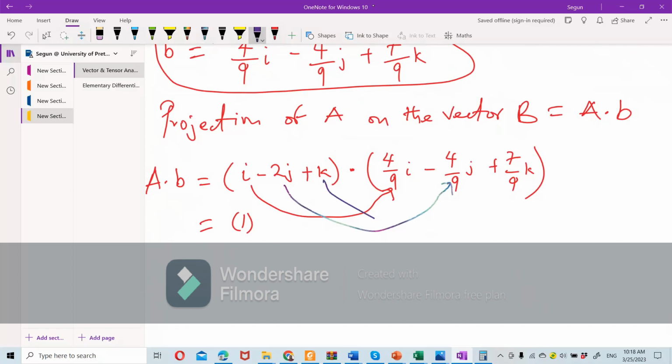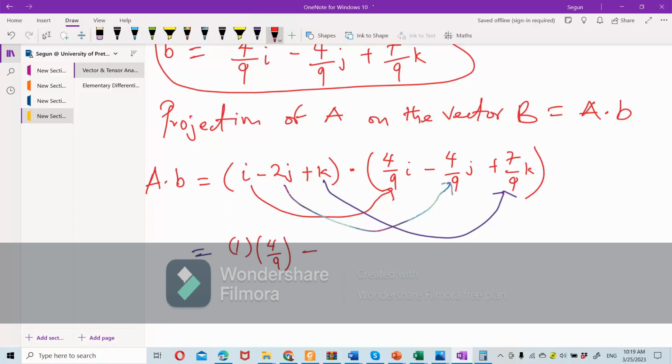Then K will also multiply with K. So that is what we are doing. That is I to I, J to J, K to K. So it's going to be 1 multiplied by 4 over 9. You don't need to put I again because I dot I would have been I squared, which is equal to 1.